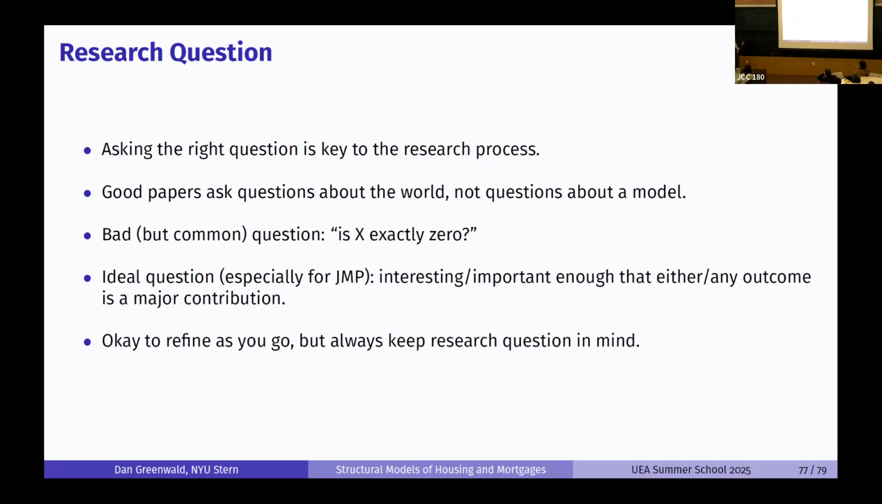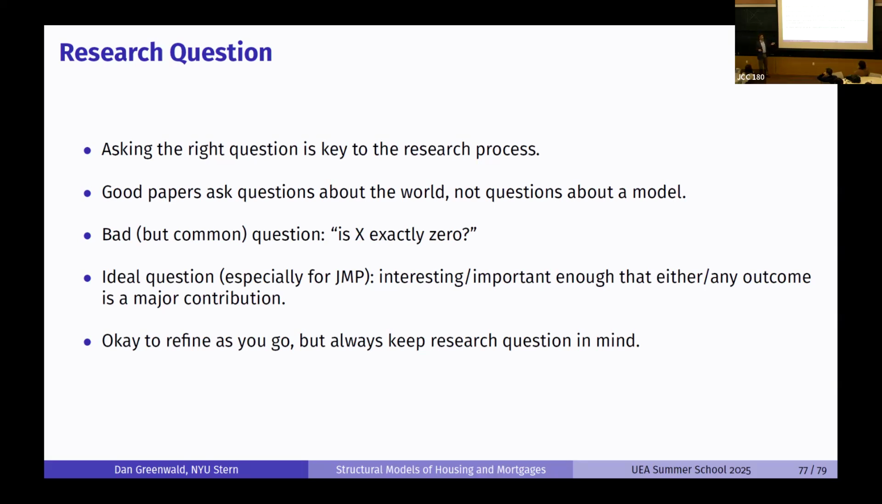There's a common question that I don't think is very good, which is people often focus a lot on statistical significance, which in some sense is a question of, is such and such exactly zero? I don't think that's a great question. Most things are not exactly zero. It's extremely unlikely that some number in the world will be exactly zero. But a better question is, basically, how strong is this effect? Does it matter economically? Okay.